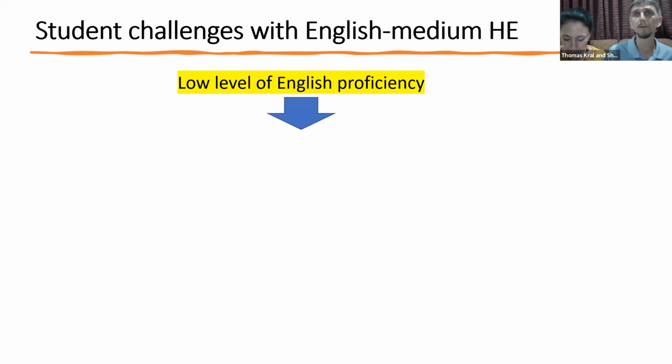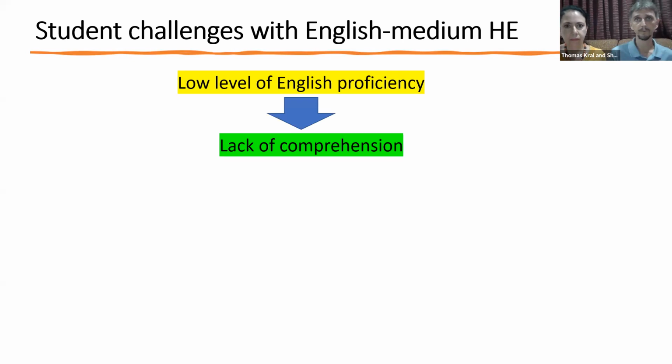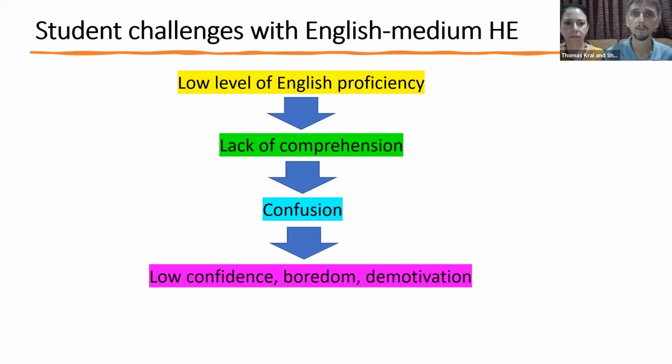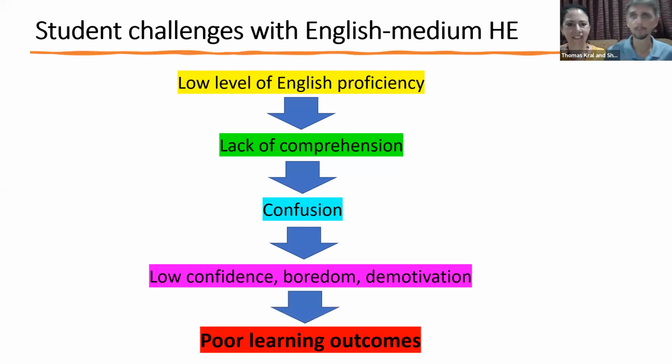So basically, this low level of proficiency has implications. There's a lack of comprehension of the key concepts. This leads to confusion, which leads to low confidence, and poor motivation, boredom in the classroom. Students don't know what's going on, and this leads to poor learning outcomes. Students are often ill-prepared to be in an English medium setting.